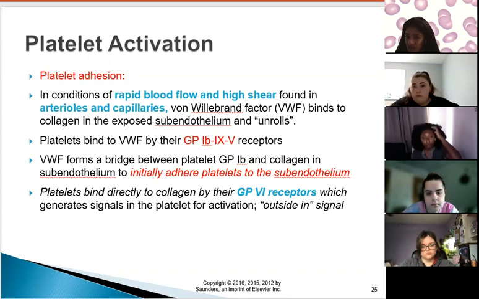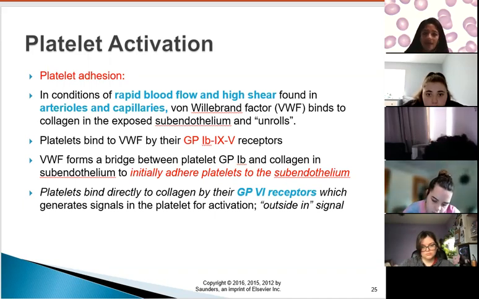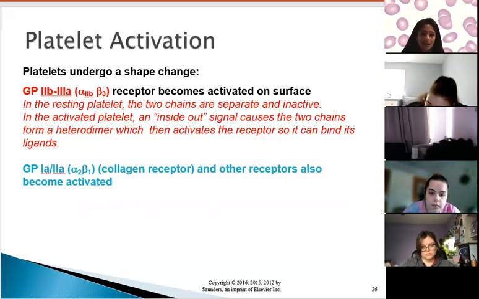Okay, now if the platelets can bind directly to the site of injury in other places that do not have such high stress of the blood flow, they can bind directly to the collagen by their glycoprotein receptor 6. Okay, and that generates a signal for platelet activation. So platelets bind and then they start to activate. Okay, that's called the outside in signal.